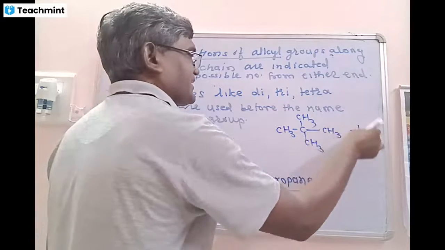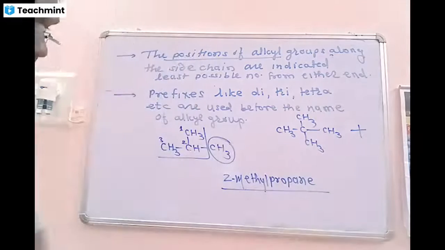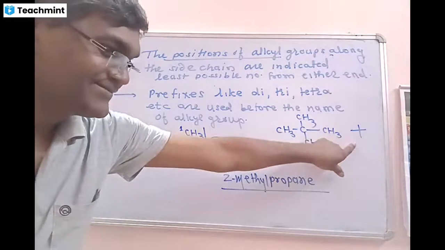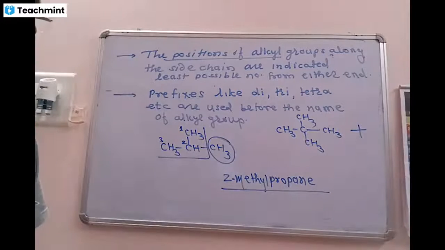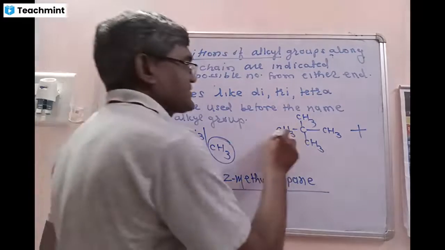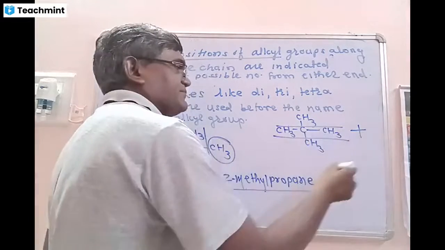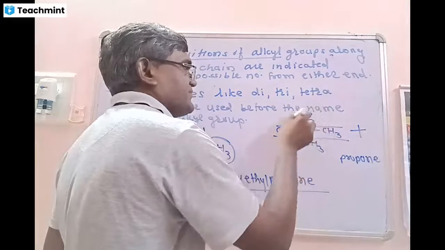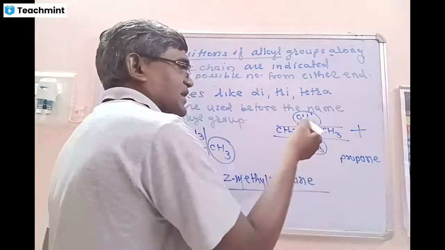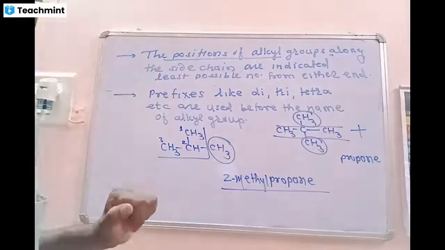Or simply I will write like this. You know this one? Yes. Okay. So now select the longest chain. Suppose I am selecting this one, that is the propane. Which groups are left? This one and this one. Are they similar? Yes, they are similar.